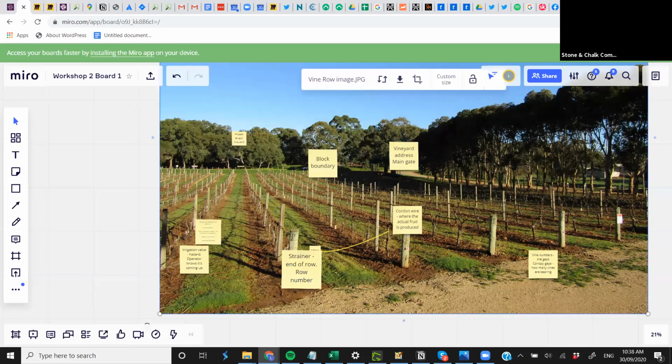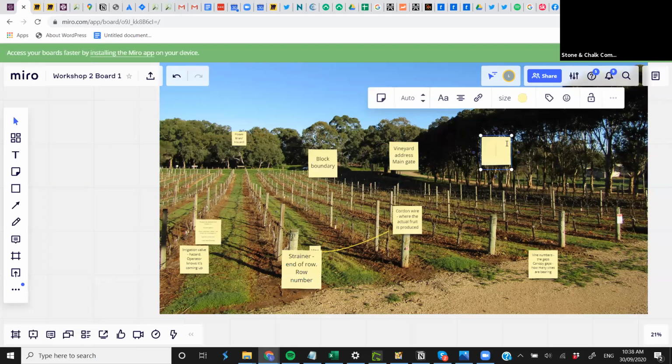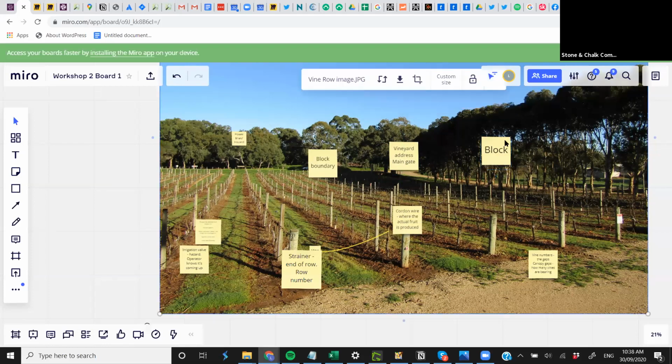All right, excellent. Sorry, I was going to say, what about the definition of a block versus a sub-block, and having those definitions between different varieties, ages, management zones, or something like that?